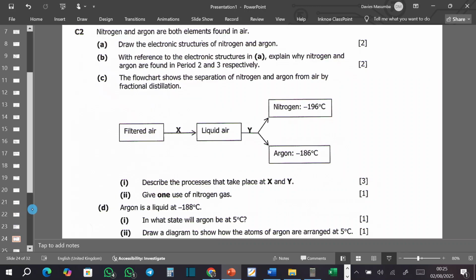Then we move on to the next question. This next question also came on nitrogen. This we already answered.